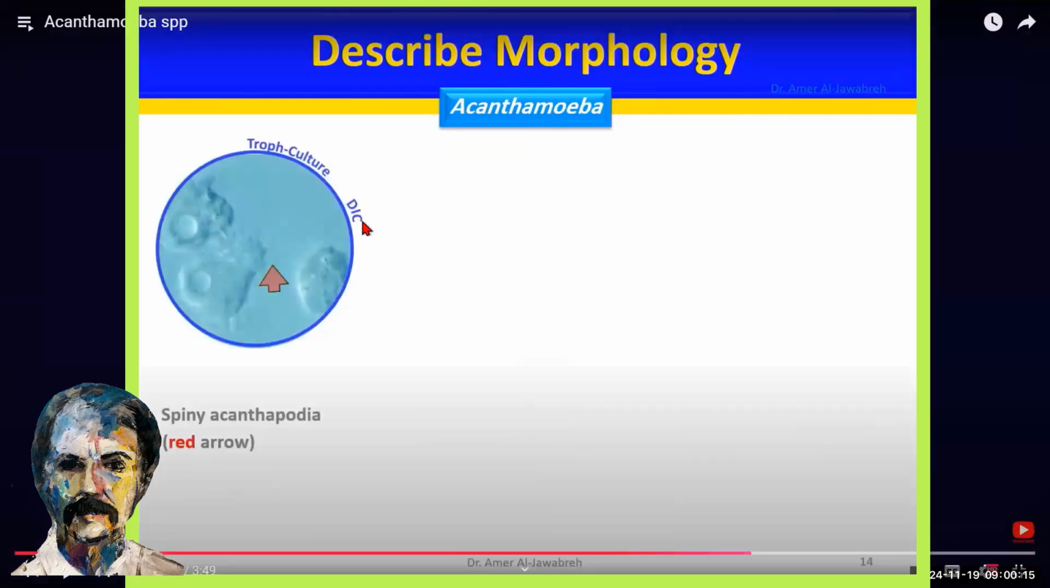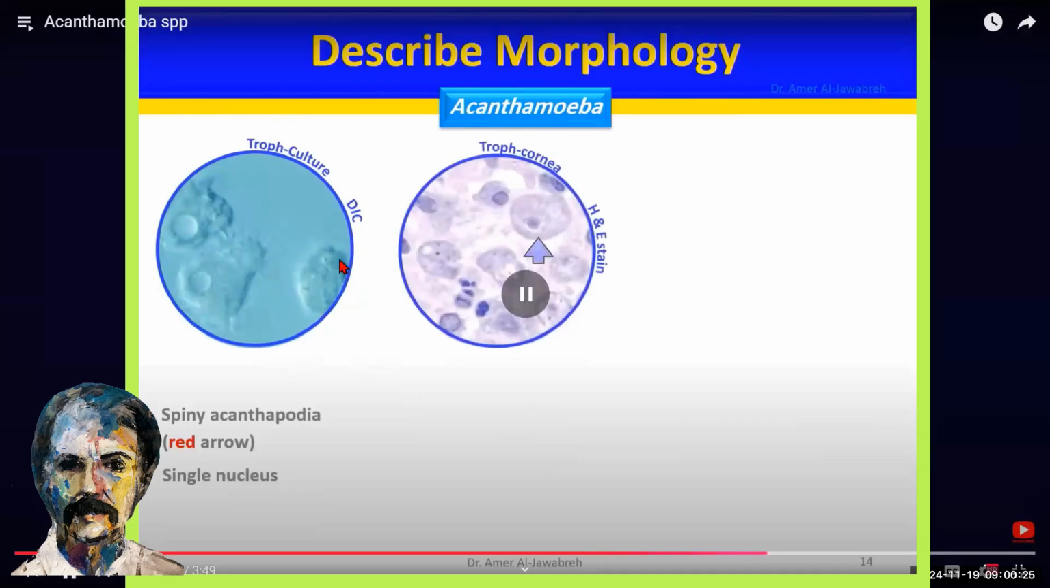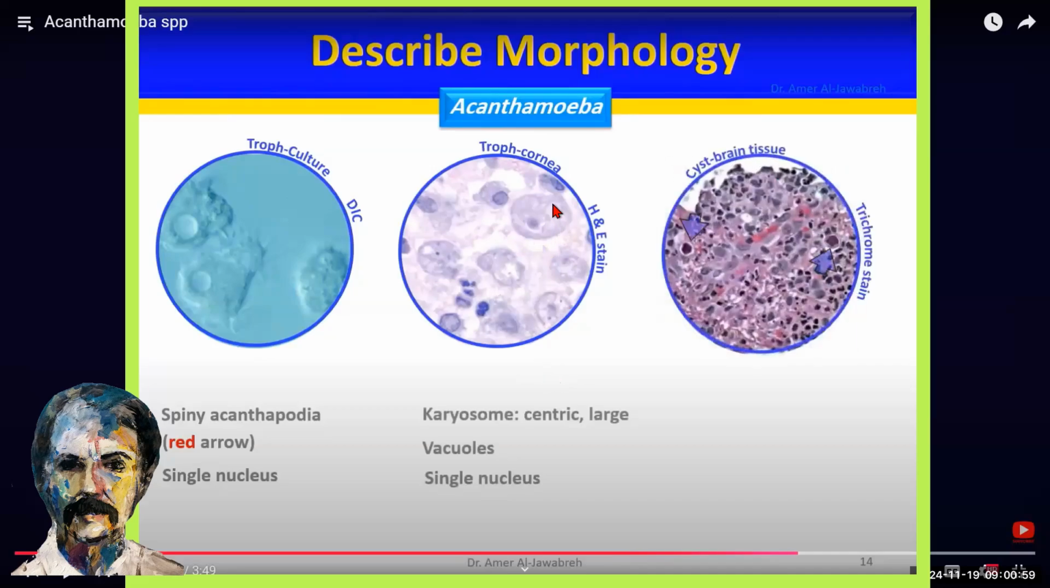This is DIC Nomarski microscopy, spiny Acanthamoeba, and this is the nucleus. Single nucleus. This is a trophozoite from corneal scrapings in the eye, and this is a trophozoite with large nucleus and large karyosome within. Vacuoles, you can see vacuoles here. If you look here, acanthopodia are absent. It looks like acanthopodia are not something regularly seen.